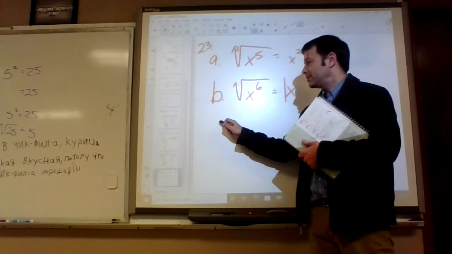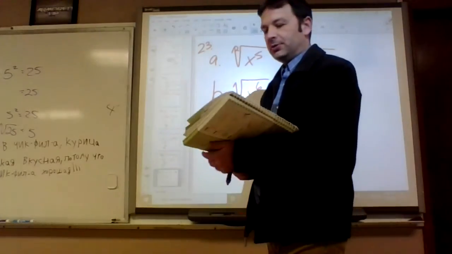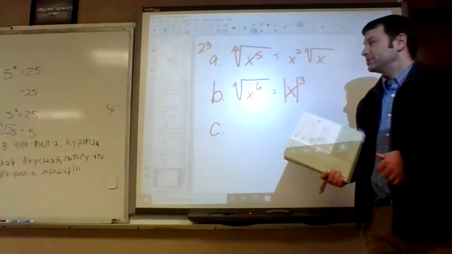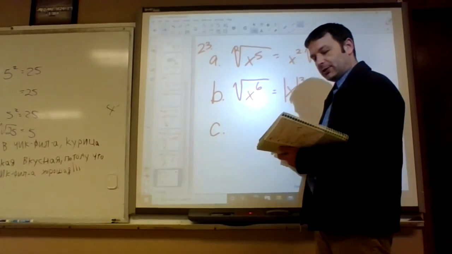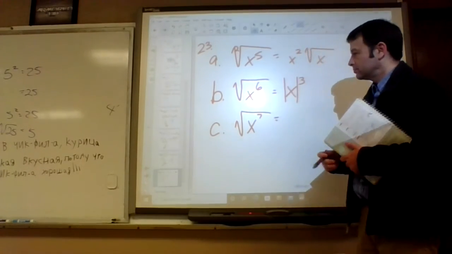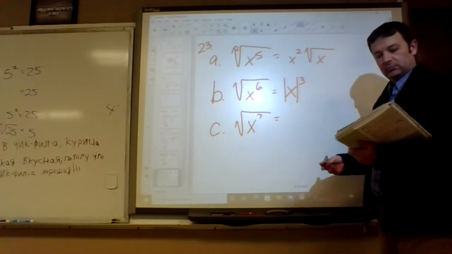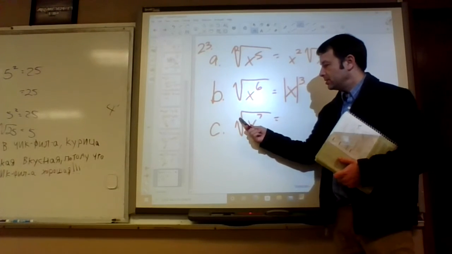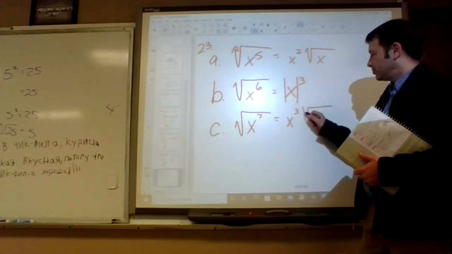So if you just put x to the 3rd on a problem like that. Now, why didn't we do that on 13 through 22 is because they said assume all the variables are positive numbers, so it wouldn't apply. Anyway, letter C, square root of x to the 7th. So 7 divided by 2, basically. The remainder of 1. So x to the 3, and then the 1 left over.